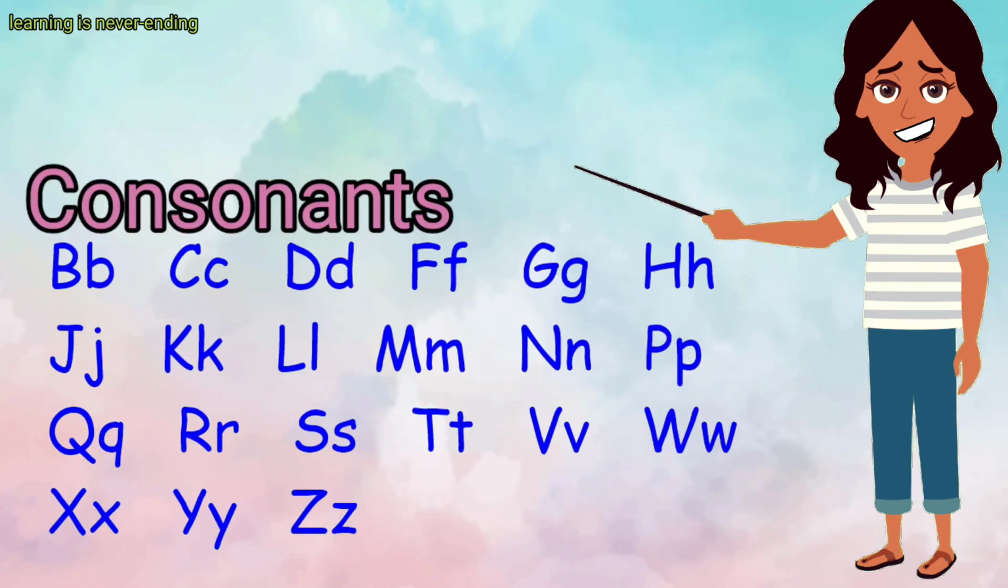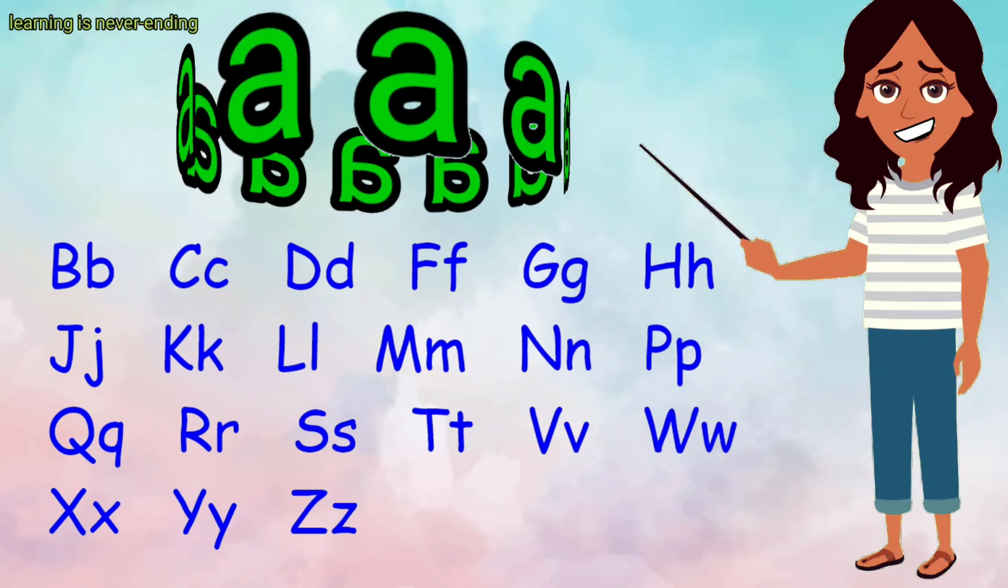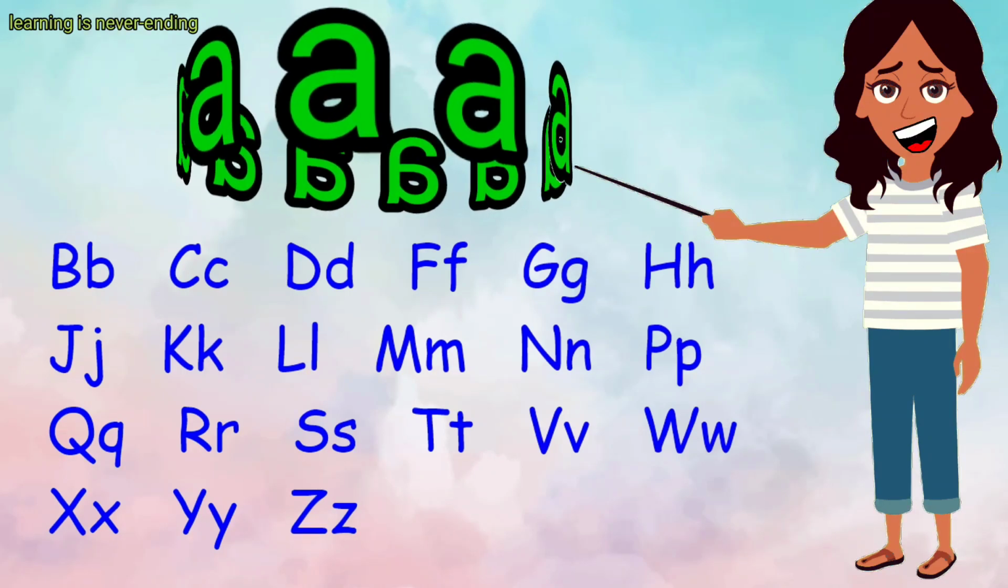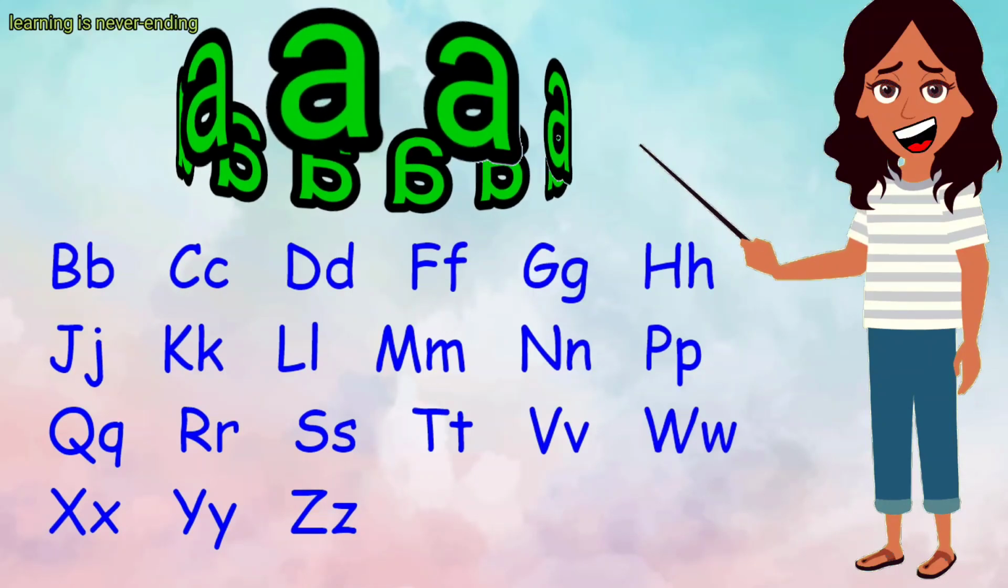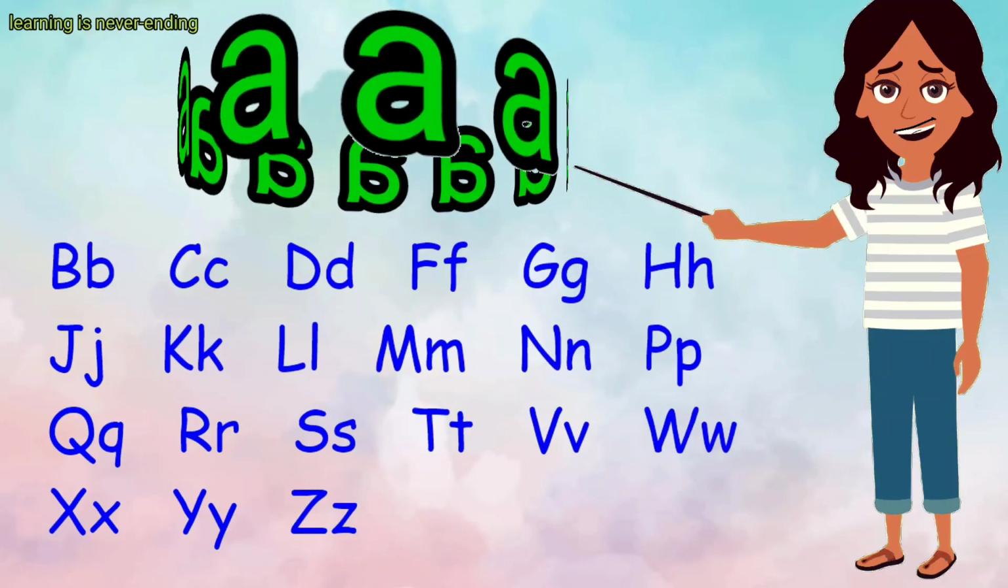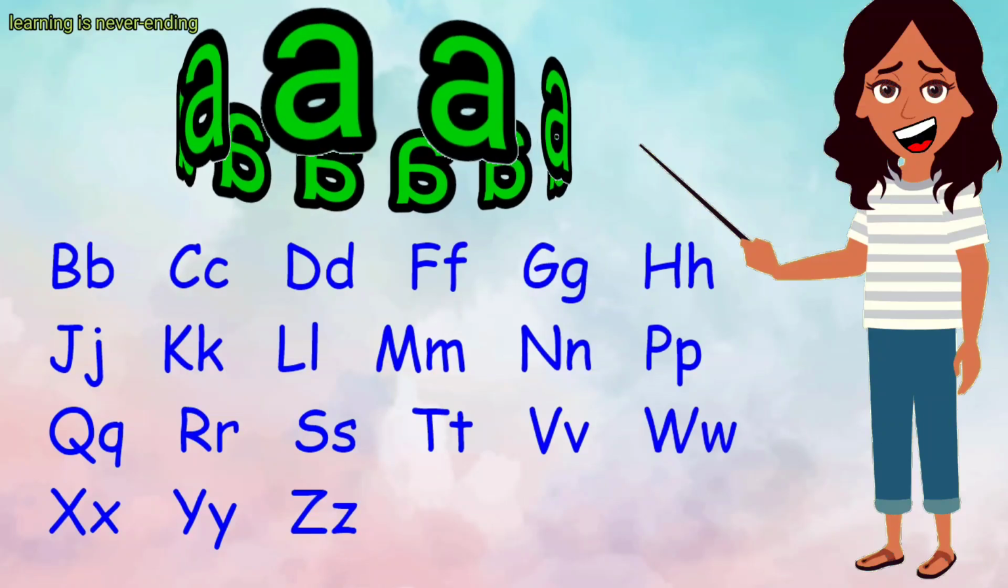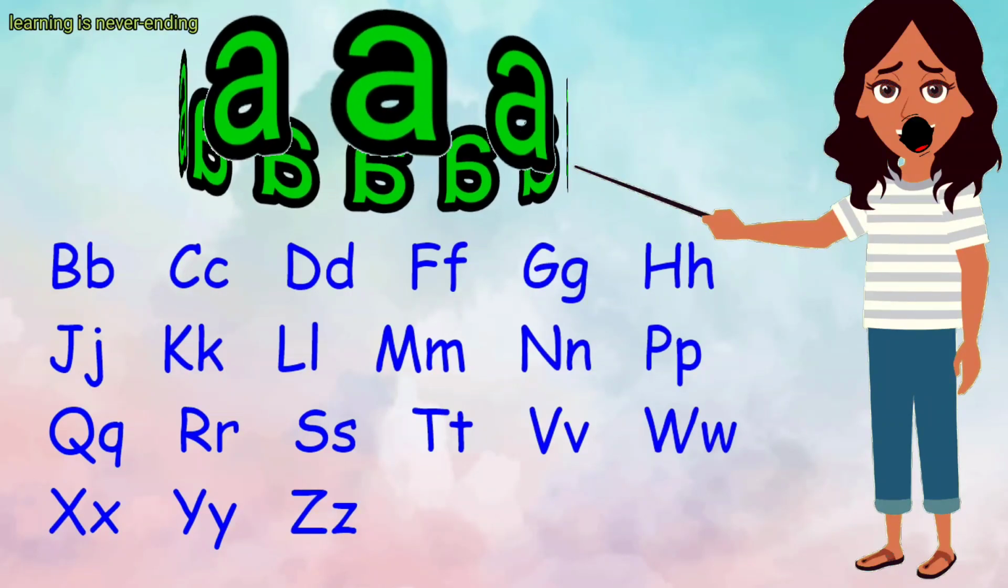Rest all alphabets other than vowels are known as consonants. And any word that starts with a consonant, we will put a in front of it. Now let's understand the topic with few examples. Let's see the examples.